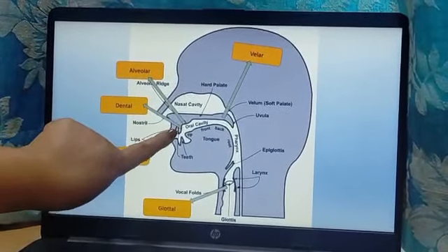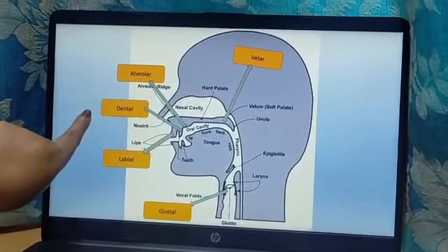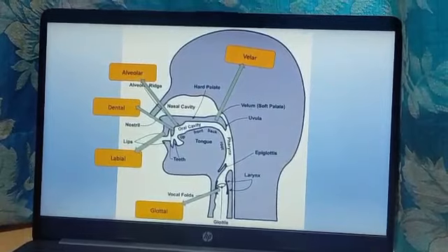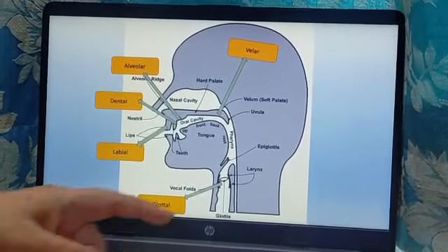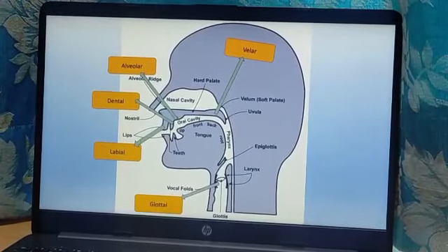If they are produced with the teeth, the adjective used is dental. And if they are produced with the lips, they are known as labial. And of course, if they are produced in the glottis, it is known as a glottal sound.